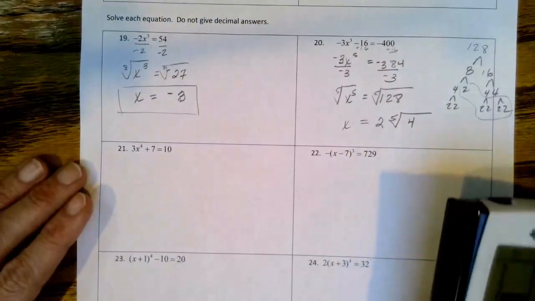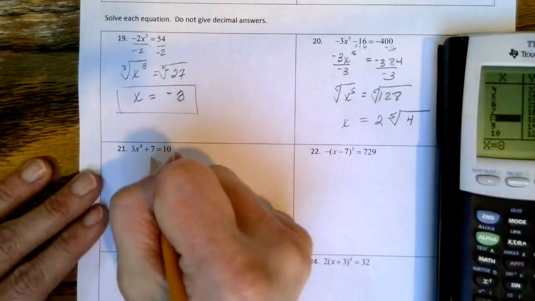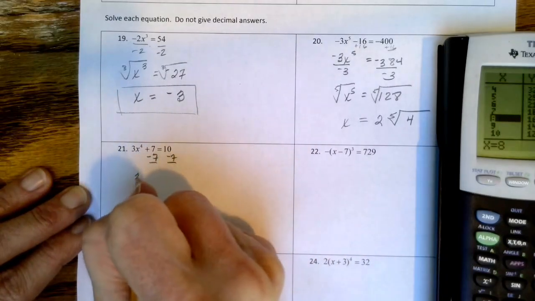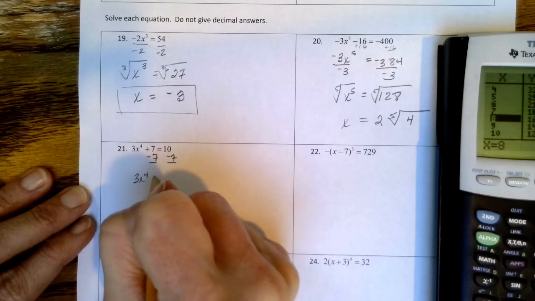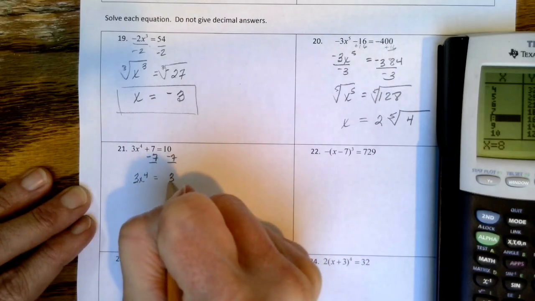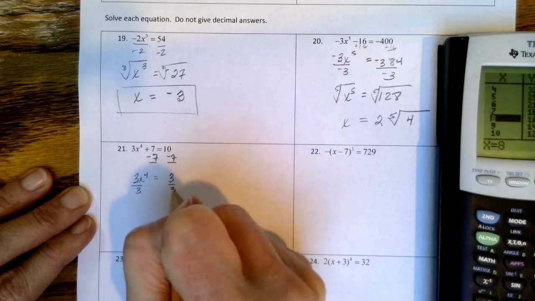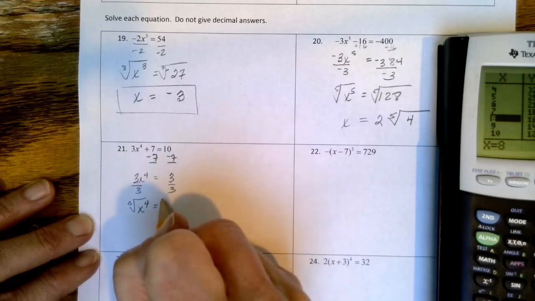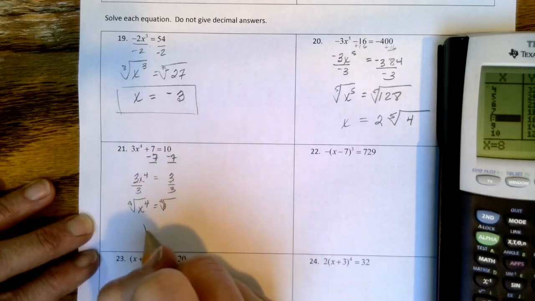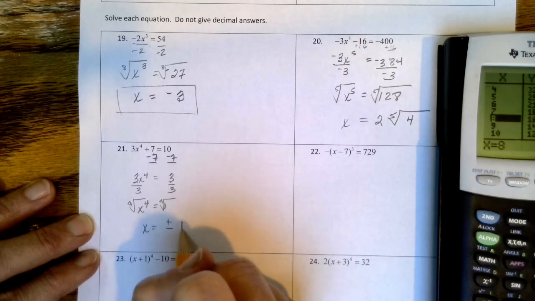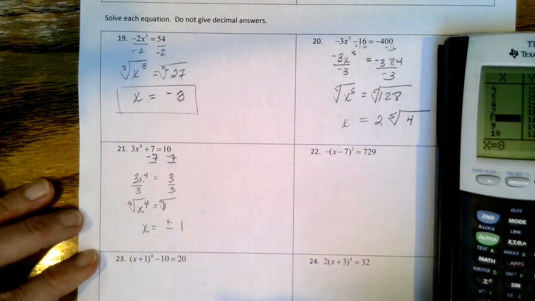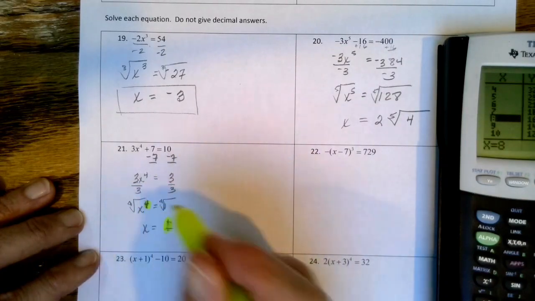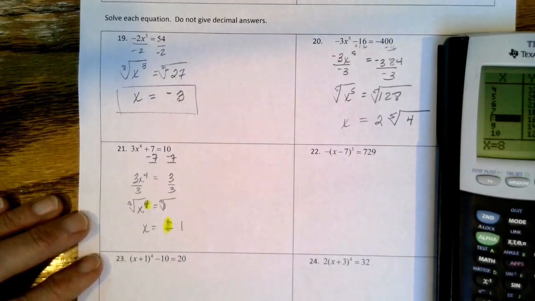All right, let's check out this one, number 21. Subtract 7 from each side. 3x to the 4th is equal to positive 3. Divide by 3, divide by 3. X to the 4th is equal to 1. Take the 4th root, take the 4th root, and my x is equal to plus or minus 1. Be careful here, because you have to remember that this even power always needs a plus or minus to accompany it.